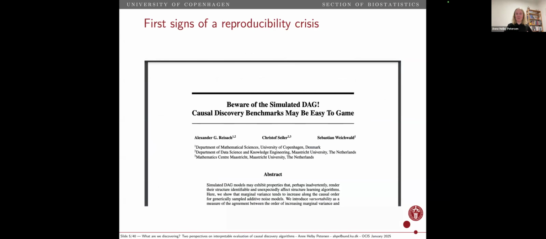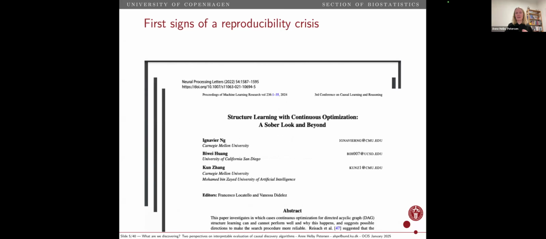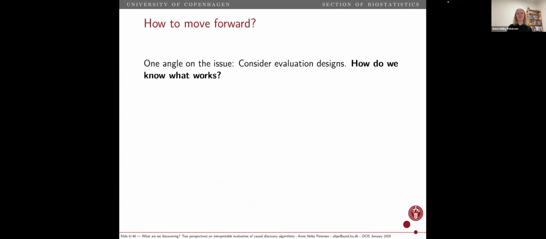Other than not being used much in practice, we also have some first signs of what I will call a reproducibility crisis. There's a lot of interest in the causal discovery field in trying to understand why some of the algorithms that first seem very useful do not perform very well when you use them on new data. And especially some very interesting and very useful ideas about using continuous optimization to solve the problem have had a lot of scrutiny afterwards. There's been a lot of literature on why that might not work as well as you would have wanted it to. So how do we move forward from there? We have a lot of procedures. We don't really know if they work in practice.